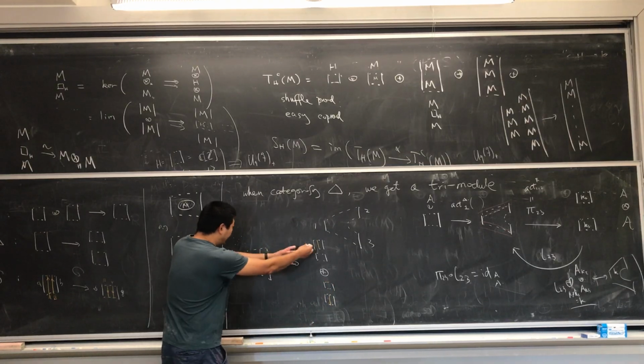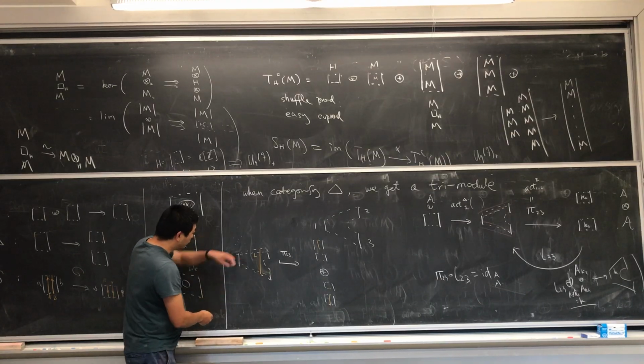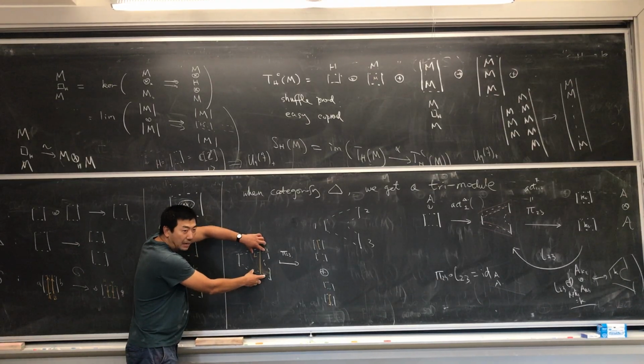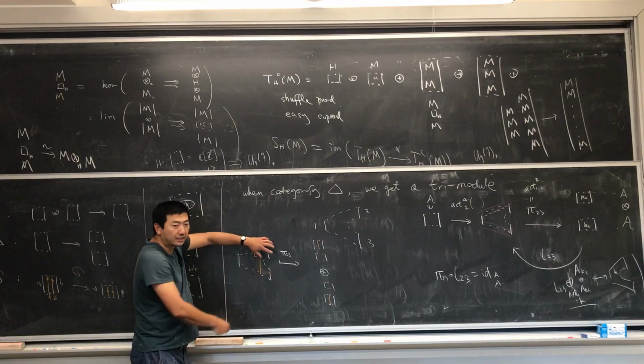Well, I drew them like this, but maybe it's not very accurate. It's restriction to the top and the sum of the top and the bottom. So the moving point can either belong to the top or belong to the bottom. That's what the two pictures mean.